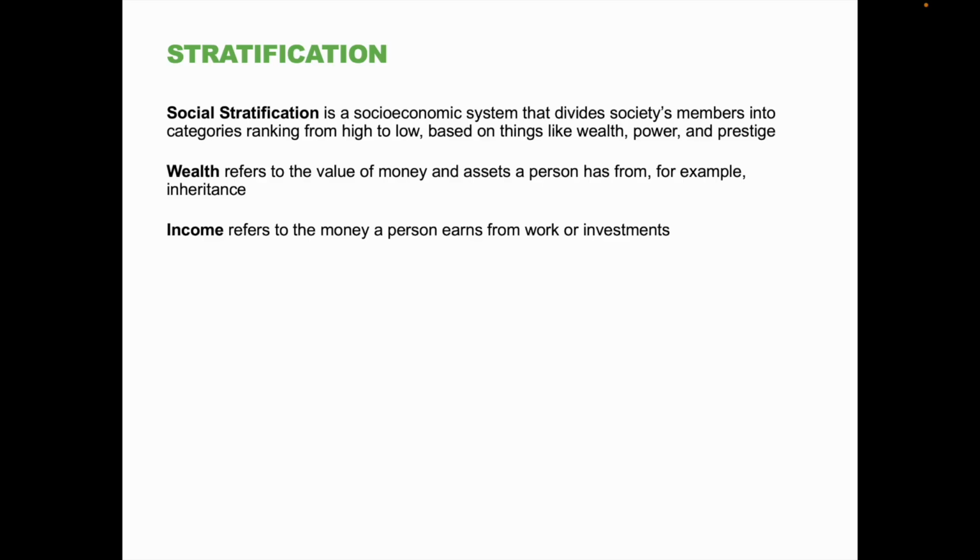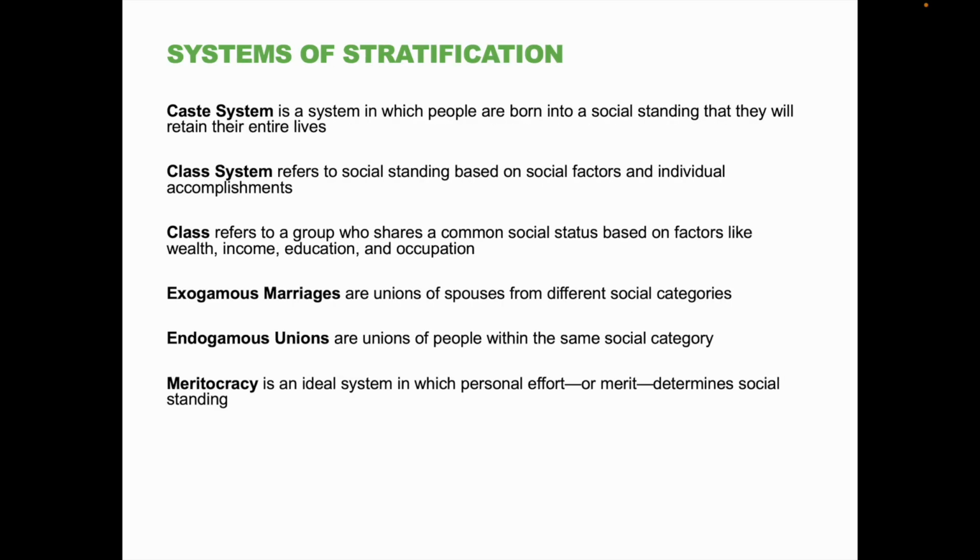Wealth refers to the value of money and assets a person has from, for example, inheritance. Income refers to the money a person earns from work or investments. Systems of stratification. Caste system is a system in which people are born into a social standing that they will retain their entire lives. Class system refers to social standing based on social factors and individual accomplishments. Class refers to a group who shares a common social status based on factors like wealth, income, education, and occupation.